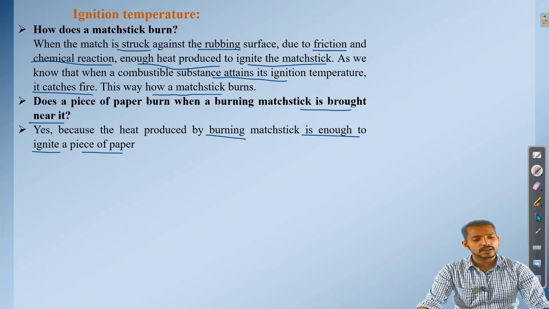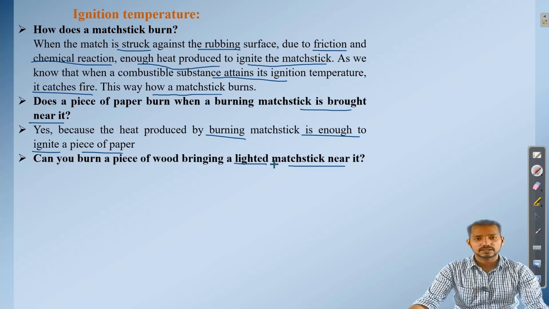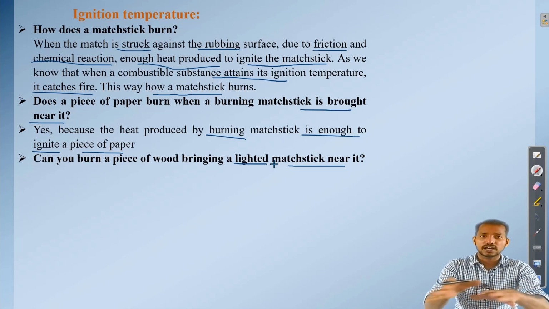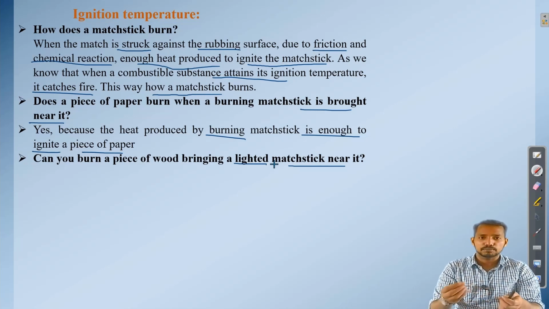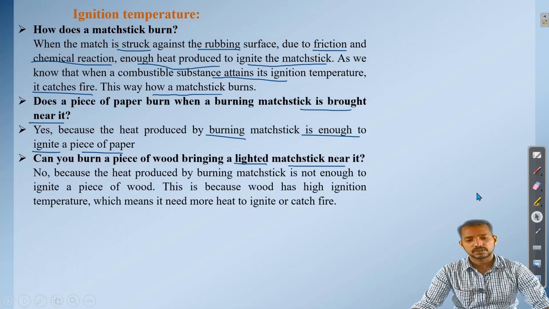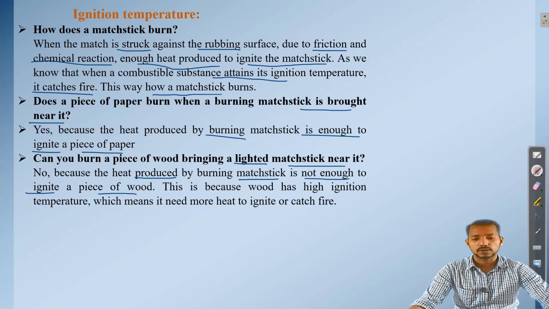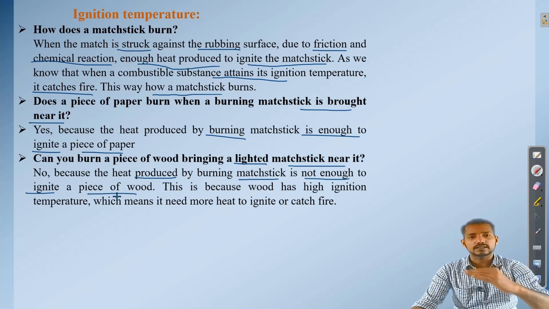The next question is, can you burn a piece of wood by bringing a lighted matchstick near it, the way we burn paper? Is it possible? Not at all possible. So to burn some firewood, what will you do? We'll keep the firewood together and use some kerosene or petrol or paper or something. What will be the reason? Let's discuss. Here, no. Because the heat produced by a burning matchstick is not enough to ignite a piece of wood, because the ignition temperature of wood is high. That much heat will not be generated in the burning of a matchstick.